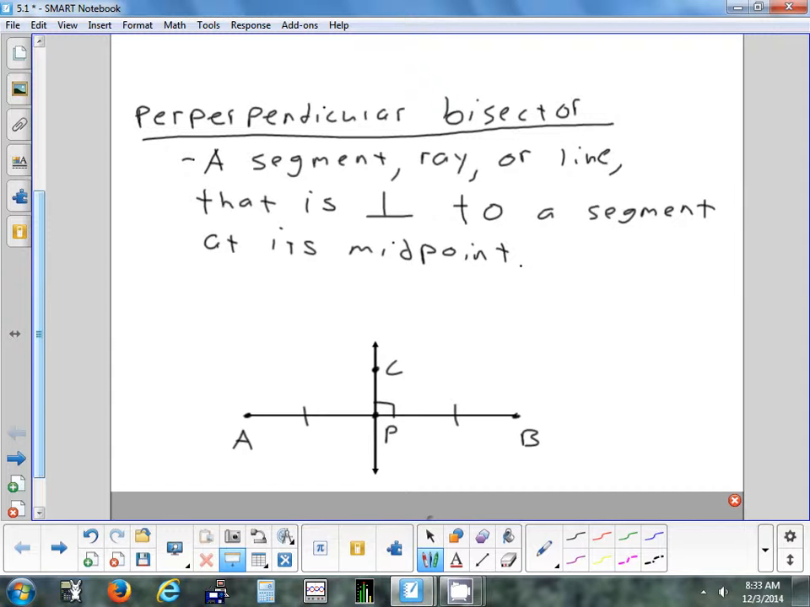It doesn't look like we have any triangles in that picture, but there are. If we add in a couple segments, we could make some triangles. And we're going to have a theorem that we're going to prove, and it's going to use some triangles.